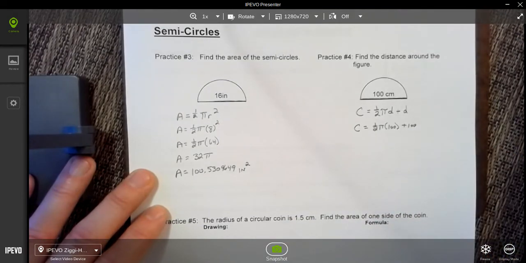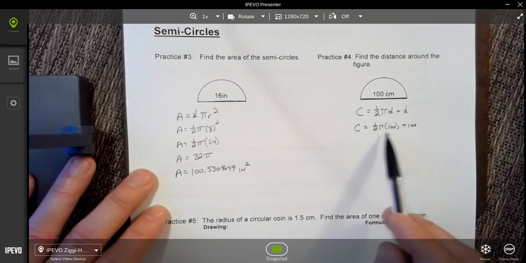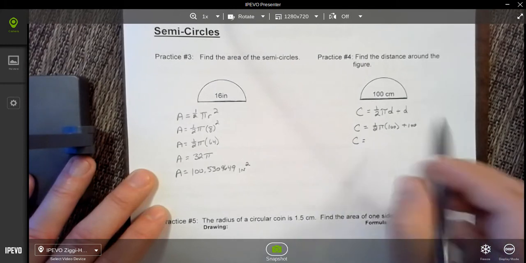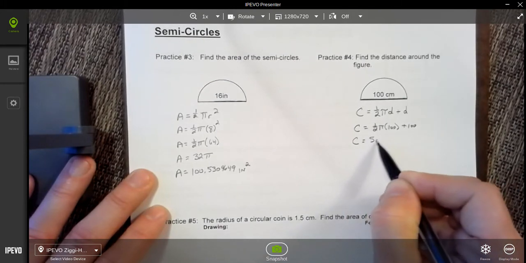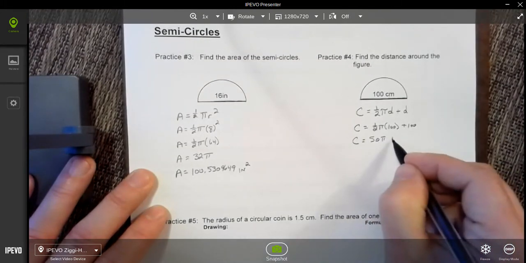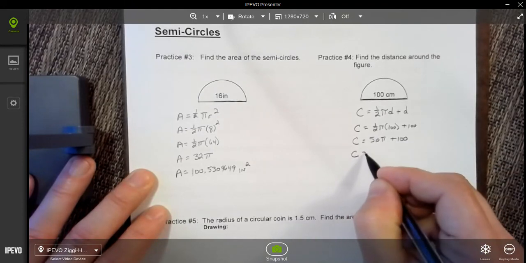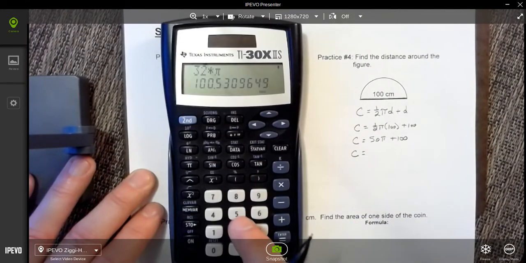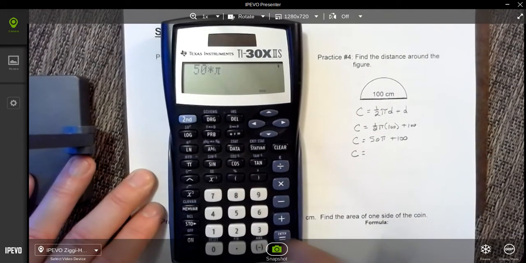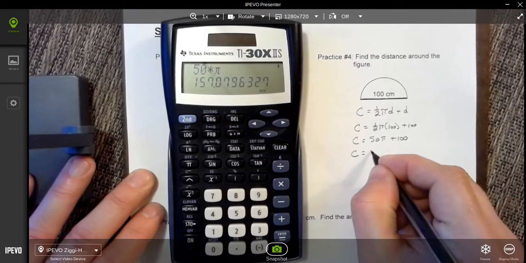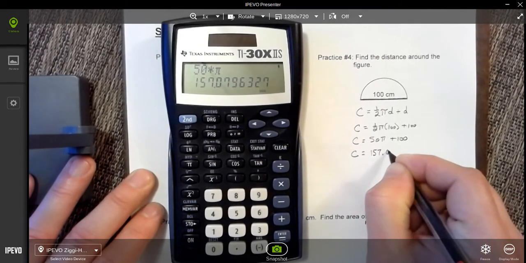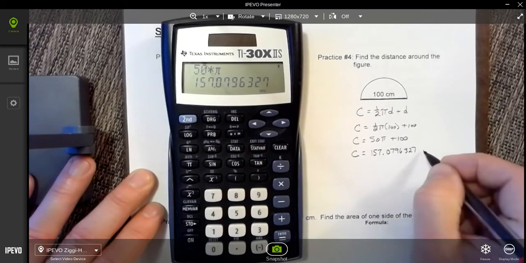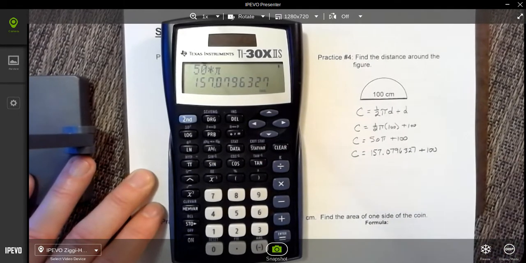Remember your order of operations. We've got all this multiplication to do before we do our addition. C is going to equal, well, half of 100 is 50 times pi plus 100. And now I'm going to do my multiplication, 50 times pi. So let me punch that in, 50 times pi. And I'm writing out all of those numbers, 157.0796327. Don't forget, plus 100.